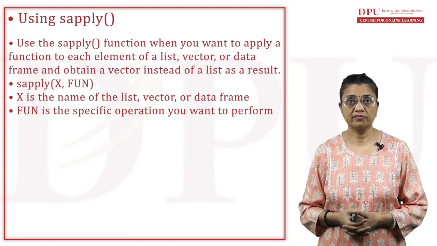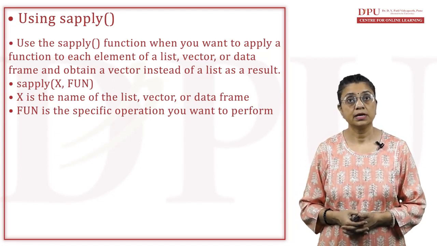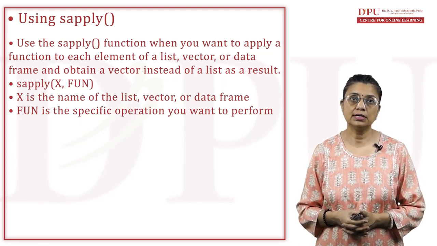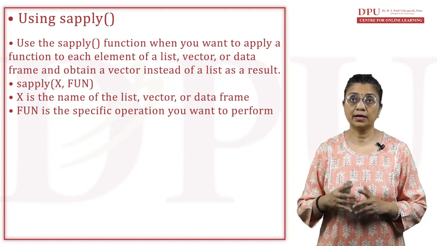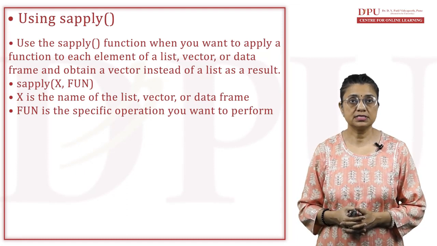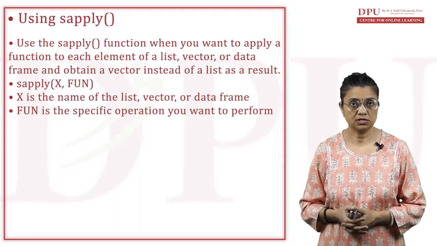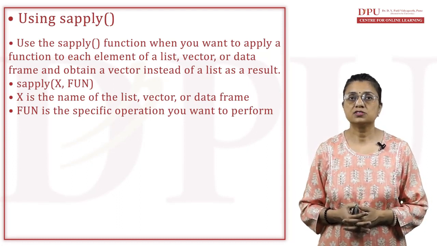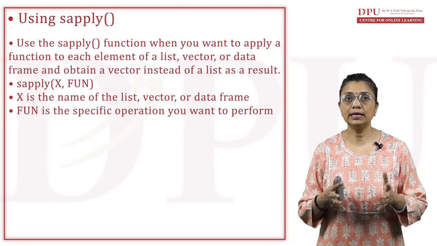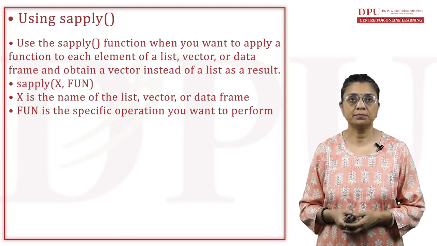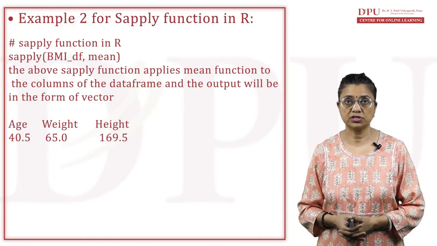We use the sapply function when we want to apply a function to each element of a list, vector or data frame and obtain a vector instead of a list as a result. So the idea is that I want the return as a vector data type and not a list. The syntax is the same: sapply within brackets x, which is the name of the list, vector or data frame, and fun, which is the specific operation that I want to perform on the variable x. So mainly sapply is my function and my two parameters are x and fun. Let's have a look at this example and understand the sapply function in R.